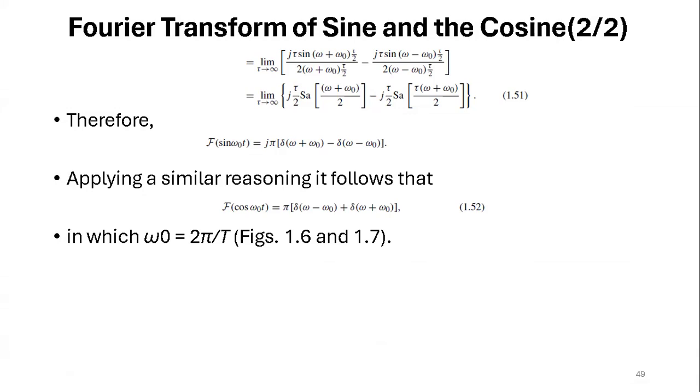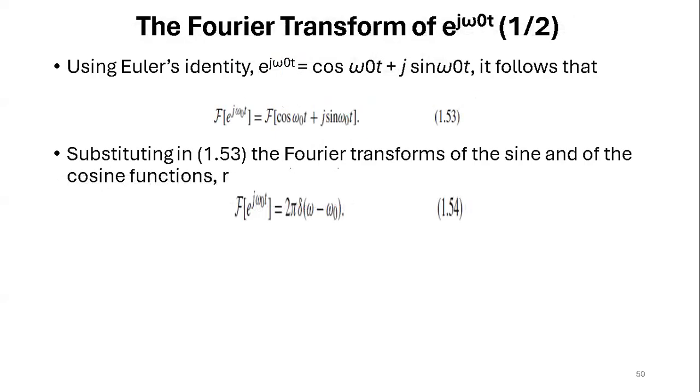Therefore, the Fourier transform of sine omega t is j pi times the impulse function at omega plus omega naught minus the impulse at omega minus omega naught. Applying a similar derivation, the Fourier transform of cos omega t is pi times the impulse at omega minus omega naught plus the impulse at omega plus omega naught, in which omega 0 is equal to 2 pi over the time period. See figures 1.6 and 1.7 of this slide.